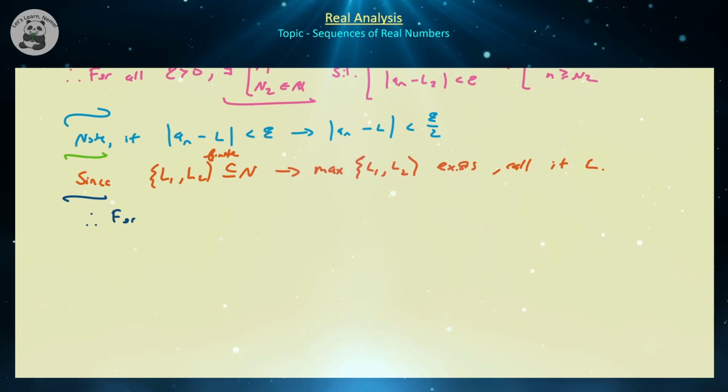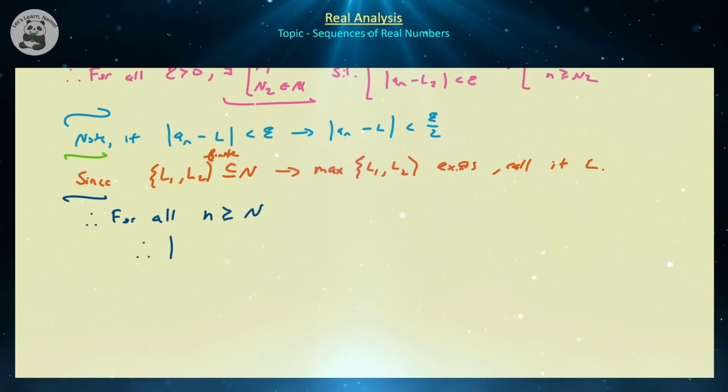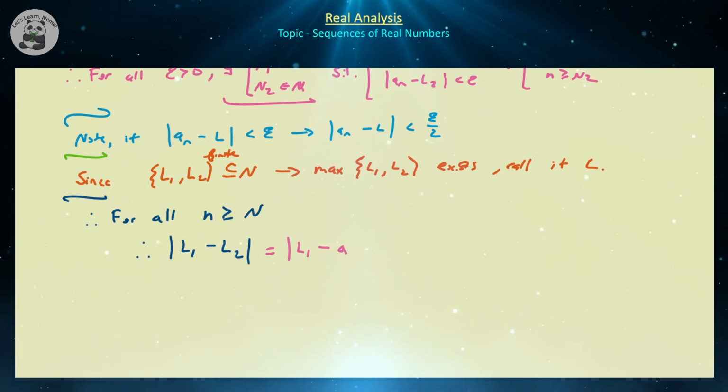So that means for all n greater than or equal to N, the absolute value of L1 minus L2, if L1 and L2 are different, then the distance between these two numbers cannot be arbitrarily small. So let's see what we get here, hopefully a contradiction or something that leads into that realm. So this is going to be equal to, since L1 and L2 are real numbers, we can add 0 to it. In particular, L1 minus an plus an minus L2, for some n where n is an arbitrary value.